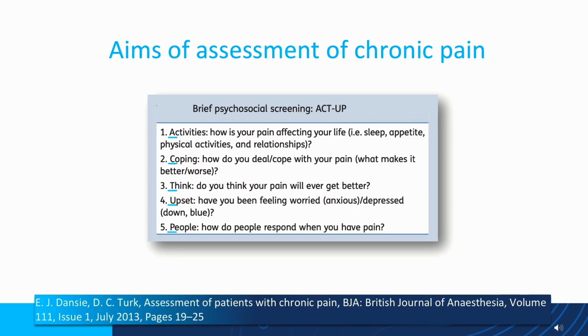So a quick assessment of somebody with chronic pain is called ACT UP, A-C-T-U-P. What are their activities? How are they coping? What are they thinking about their pain? Are they upset? And how do people respond when you have pain? So that's a quick way for you to make a quick assessment of psychosocial aspects of somebody with pain.